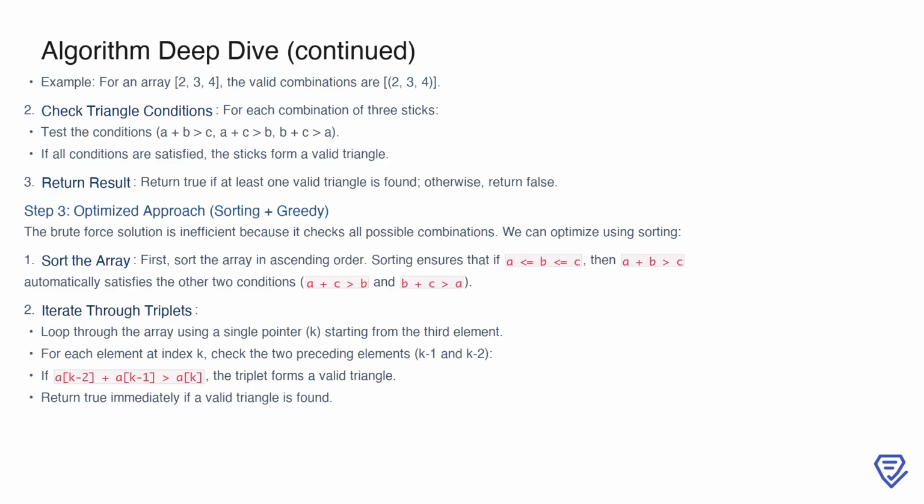However, as mentioned earlier, this method involves a lot of unnecessary computation because it checks all possible triplets, even when many of them can be eliminated early. To improve efficiency, we turn to an optimized approach that combines sorting with a greedy strategy. By first sorting the array, we can ensure that the largest value in any triplet is always the last element. This allows us to simplify the triangle inequality check significantly, as we only need to verify one condition for each triplet, whether the sum of the 2 smaller sides is greater than the largest side.